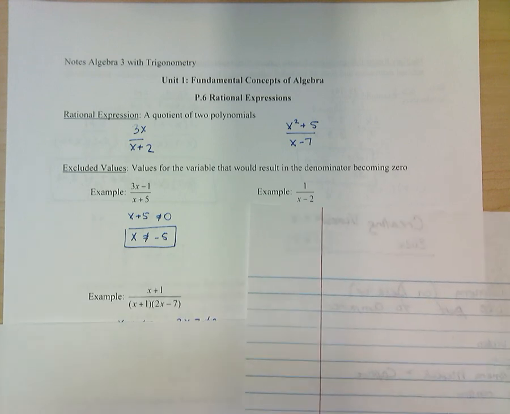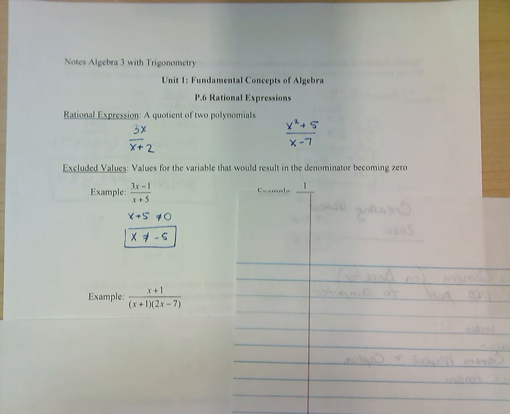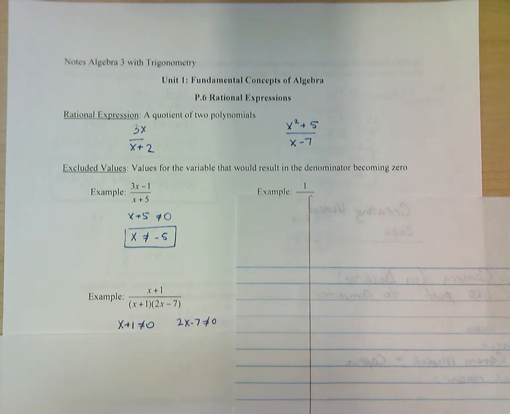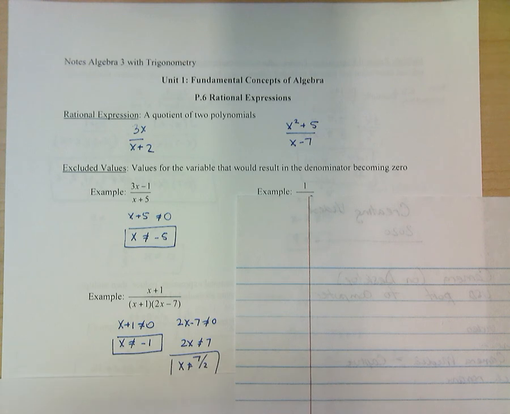Here's a more complicated one. I have x plus 1 in the numerator, x plus 1 and 2x minus 7 in the denominator. This is already in factored form, which makes it easier. The numerator I don't care about. I'm not simplifying, I'm just looking for excluded values. So I set each factor not equal to 0, and I solve each one. So the first one, I get x cannot equal negative 1. And the second factor, I get x cannot equal 7 over 2.